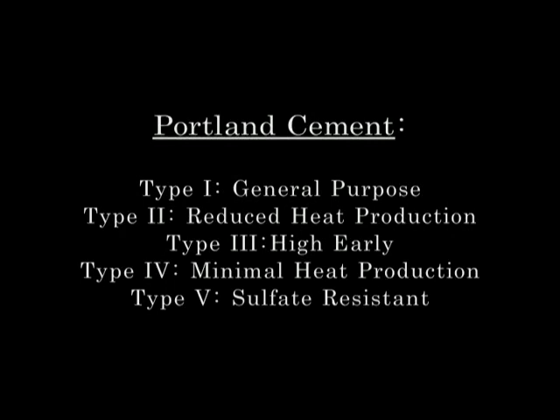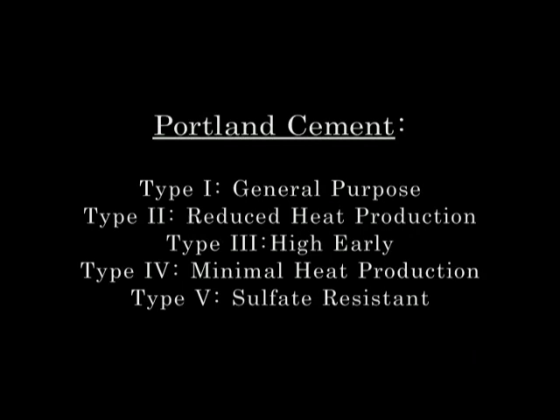There are 5 different types of Portland cement you can use in your mix. General purpose, type 1, is about the most common that you can use, especially in residential projects. And if you don't specify anything other than this, this is what you'll get in your mix. Type 2 is a reduced heat production, which means that it doesn't produce as much heat as it's curing, so it's good if you have a larger job, gives you more time to work the concrete.